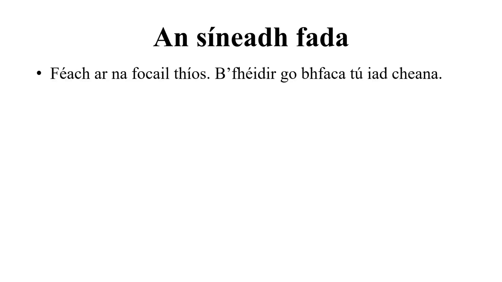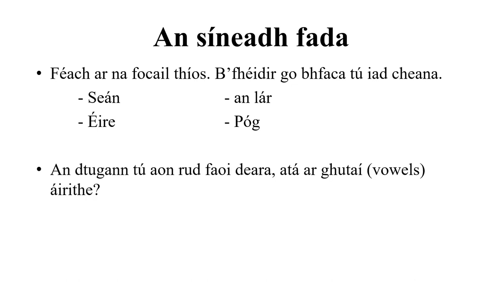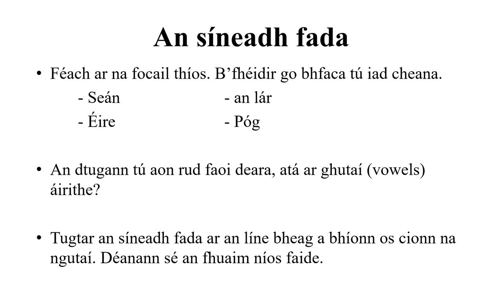An síneadh fada, the father. Féachar na focail thíos. Look at the following words. Maybe you've seen them before. An dtugann tú aon rud faoi deara? Do you notice anything specific on the vowels? Tugtar an síneadh fada ar an líne bheag os cionn na gutaí. Déanann sé an fhuaim níos faide. So they call the accent, the little line over the vowels, a síneadh fada, often referred to as fada for short in Irish, and this makes the sound a little longer.